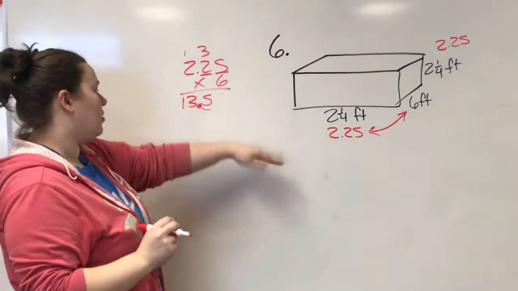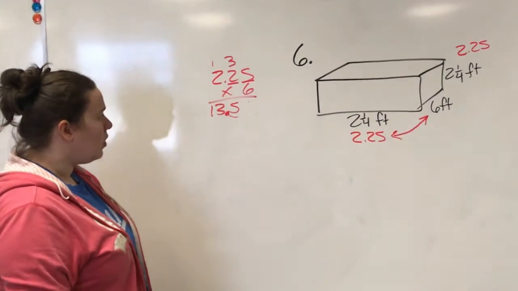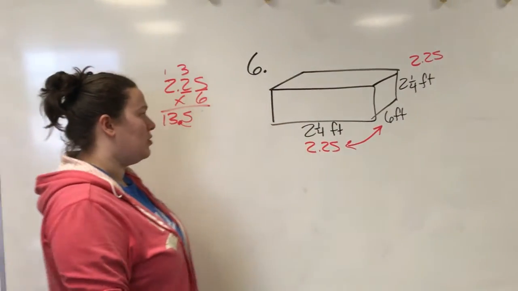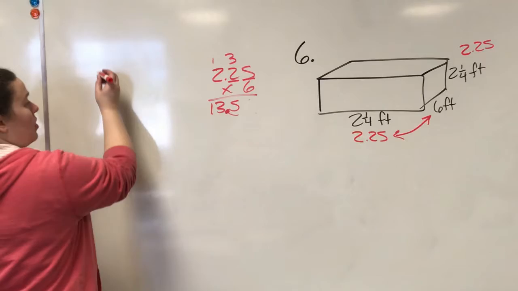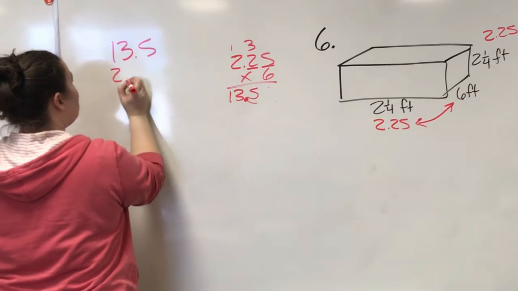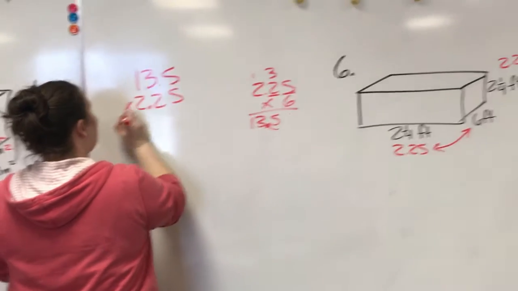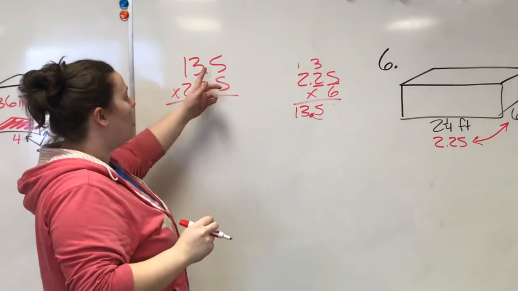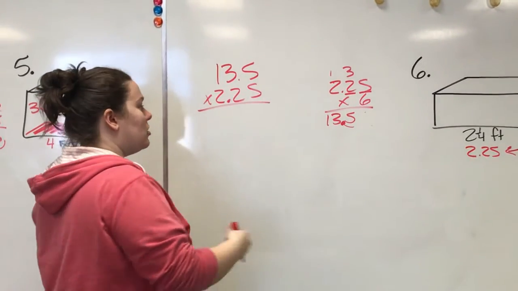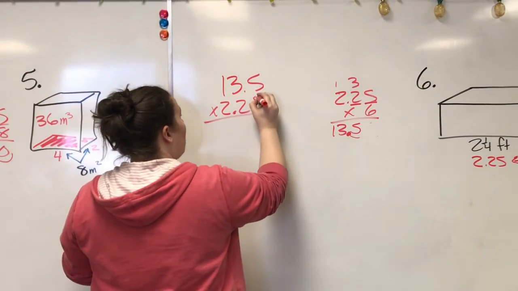I'm going to get rid of that last one. And I have to multiply that by what's left over, which is the 2.25. It's going to be a lot of decimals. 13.5 times 2.25. Remember, when you're multiplying decimals, you don't have to line up the decimals. You just multiply like normal and then just count them at the very end.